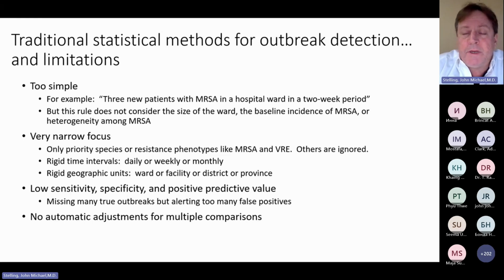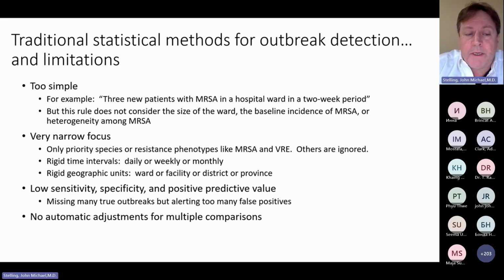However, this rule was created over 30 years ago. It does not consider the size of the ward. It does not consider the baseline incidence and prevalence of MRSA. And it does not recognize that MRSA are not homogeneous. Some MRSA are relatively susceptible, and some MRSA are relatively resistant. So this is an example of a simple statistical rule that many hospitals utilize, but it is too simple.